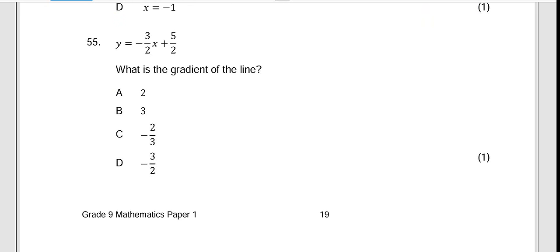What is the gradient of the line? The gradient is the number that is next to an x. It is minus 3 over 2. It is D.